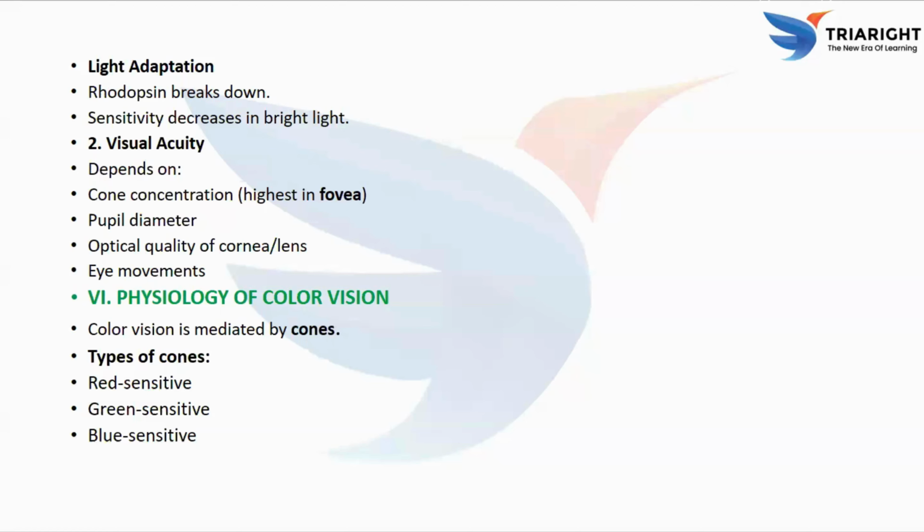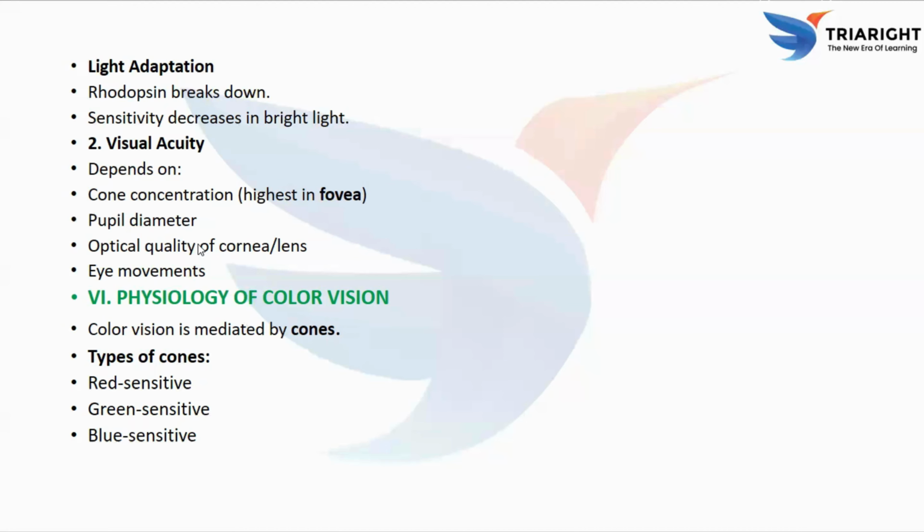Then the other function of the retina is visual acuity. Visual acuity is the sharpness of vision, like how clearly you can see details. So what are the factors influencing visual acuity? Cone concentration, pupil diameter, optical quality of the cornea and lens, and eye movements. So what is cone concentration? This is highest in the fovea. The fovea has only cones, which results in the highest resolution. Cones provide fine detail, color, and clarity.